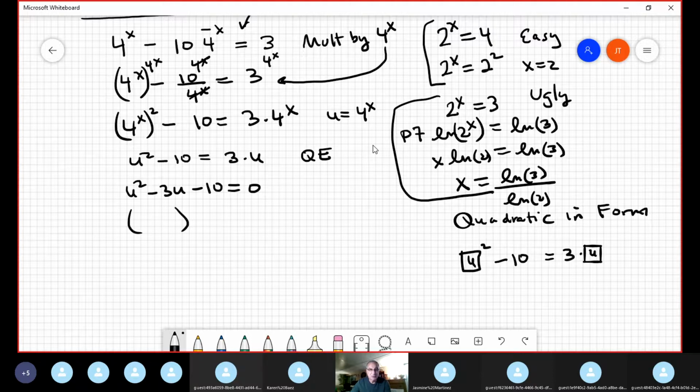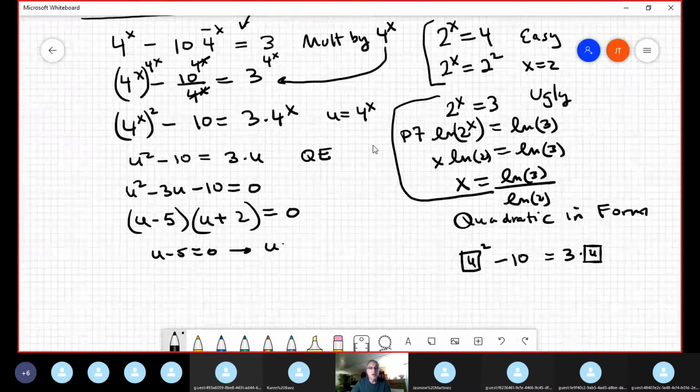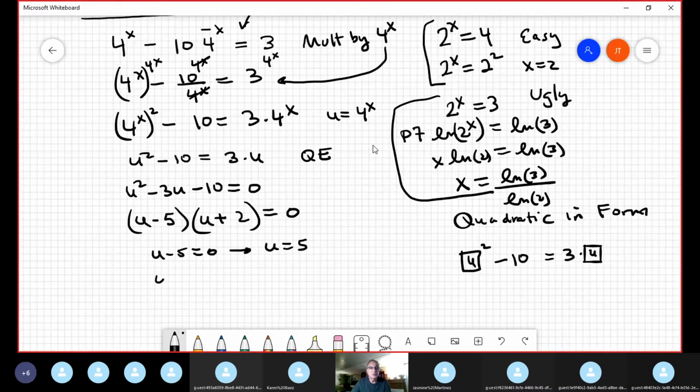In this case, I don't want to do it at the time because it's too easy. By factorization, the combination obviously is 5 and 2, because 5 times 2 is 10, and somehow 5 minus 2 is 3. Negative 5 and positive 2. Therefore, we have two solutions, no? u minus 5 equals 0, therefore u is 5. Another solution is u plus 2 equals 0, u is negative 2.